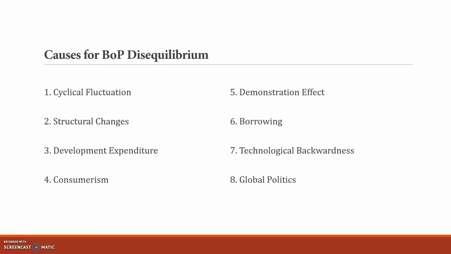Now if we take India, we have advanced technology, but if we take the initial stages of development, we did not have that much technology to develop our nation. We are depending upon other countries. That is also a reason for imports increasing. Right? The last reason is global politics.